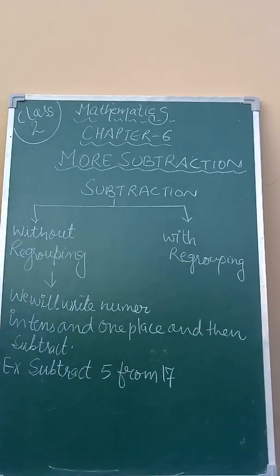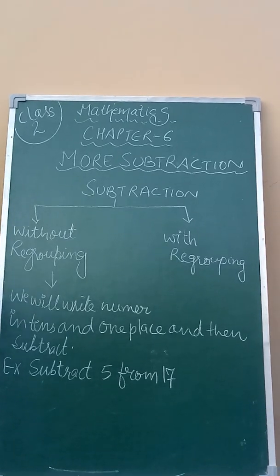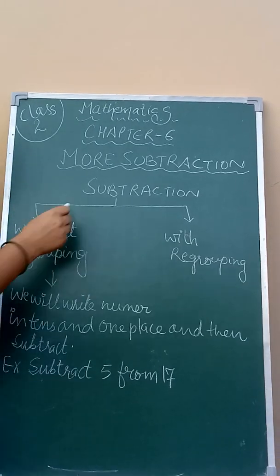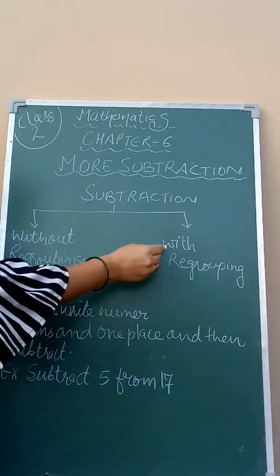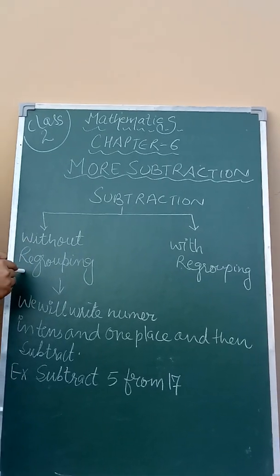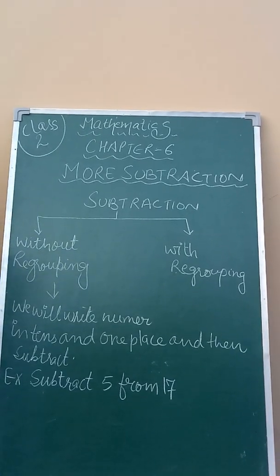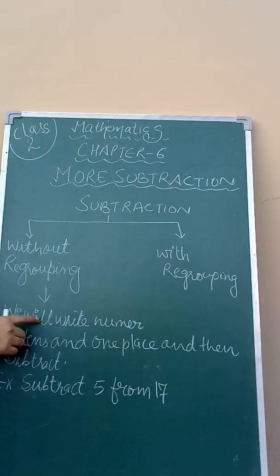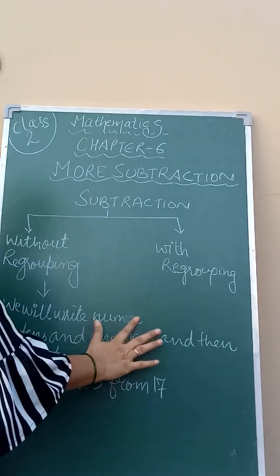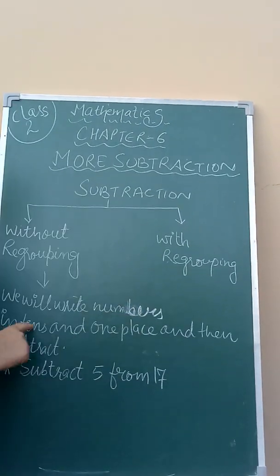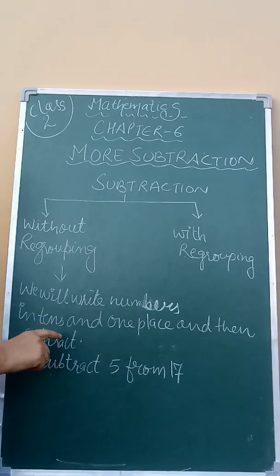What is subtraction, students? That means taking away something from something, or just decreasing the value. So here are two methods, the without grouping method and the with grouping method. Today I am going to explain only the method without grouping. It means we are not making any group. Separately we will decrease the number, or we will subtract the number. So in this method first we will write the numbers in tens and ones place and then subtract, right?